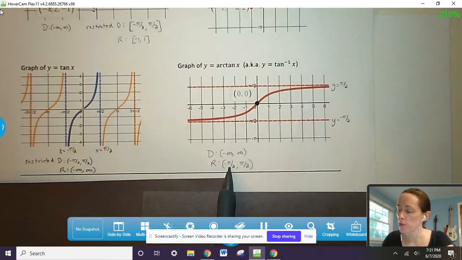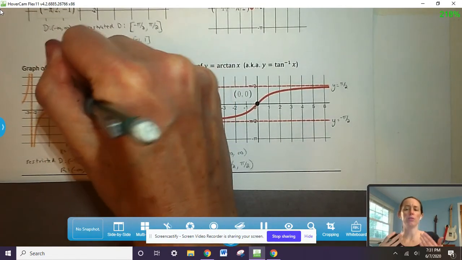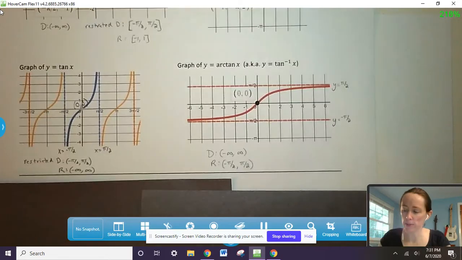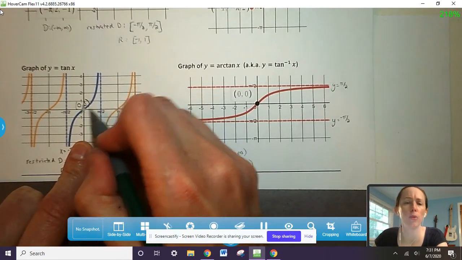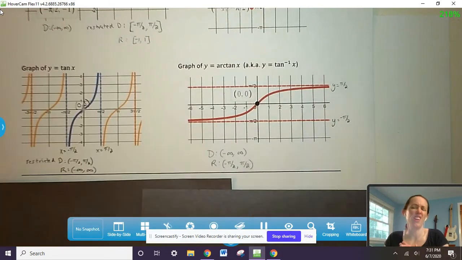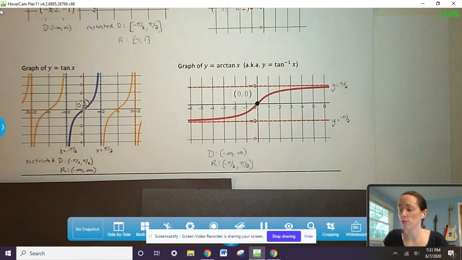When we go to reverse the ordered pairs, the only ordered pair that we have in terms of quadrant is 0, 0. There's lots of other ordered pairs there. The point π/4, 1 is on there. The point π/3, radical 3 is on there. But those are hard to kind of see. So in terms of quadrant angles, the only special point there is 0, 0. It's the y-intercept. It's the point of inflection. If we switch that, we still have 0, 0.